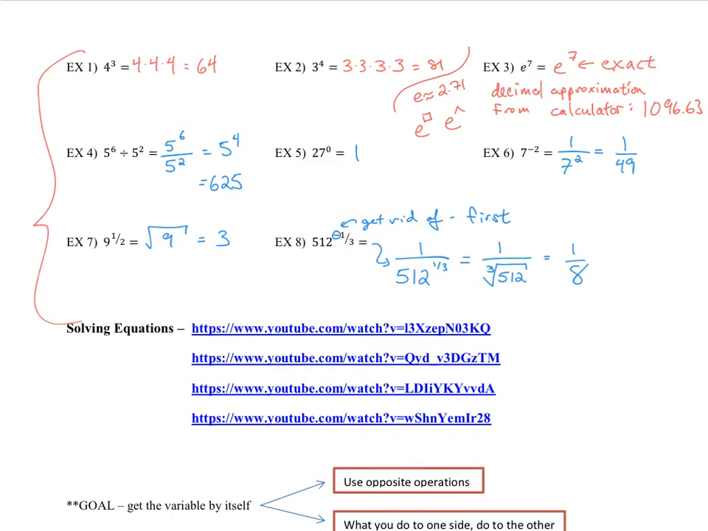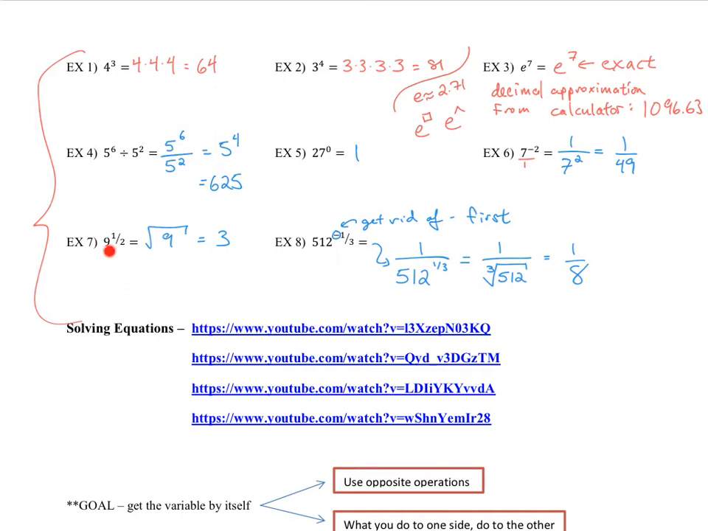So with example 6, we have 7 to the negative 2 exponent, or 7 to the power of negative 2. We want to get rid of that negative first. So what we do is we put it into the opposite side of the fraction, and that's how we eliminate the negative that was in front of that 2. So we have 1 over 7 squared. 7 squared is 49. It's in the bottom here, it stays in the bottom here. So 1 over 49 is your answer.